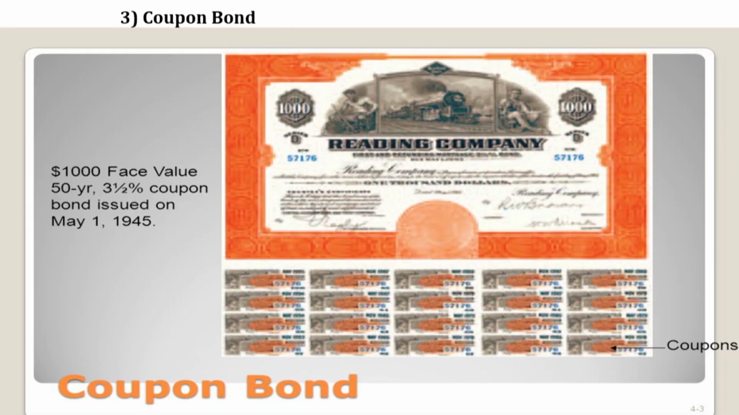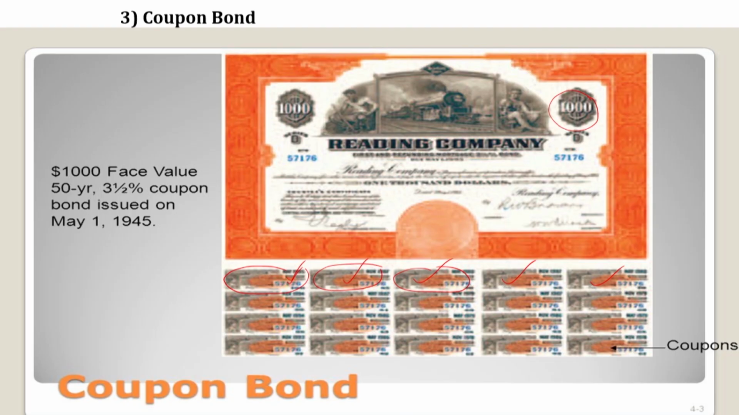So I'm showing you here a screenshot of a coupon bond. What you can see here is that the face value is 1000. That is the face value or par value. At the bottom, you can see these are the coupons. Suppose this coupon is for every 6 months. That means every 6 months you can redeem each of these coupons. The first 6 months you redeem this one, another 6 months you redeem the next one. You redeem it with the issuer of the bond, and you will get the coupon payment, whoever is holding this bond.